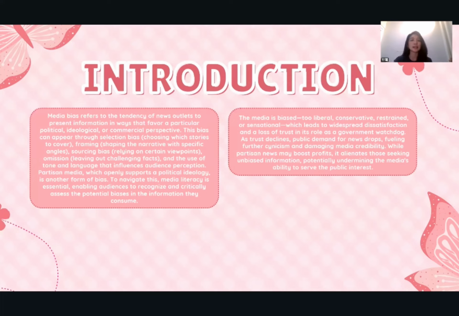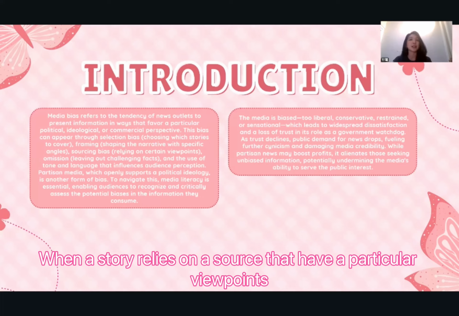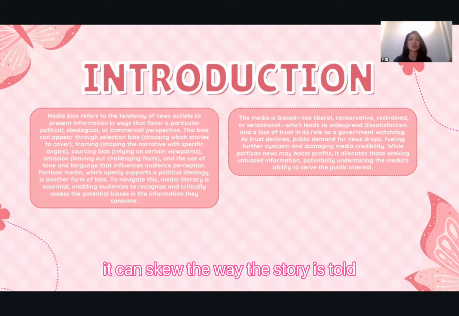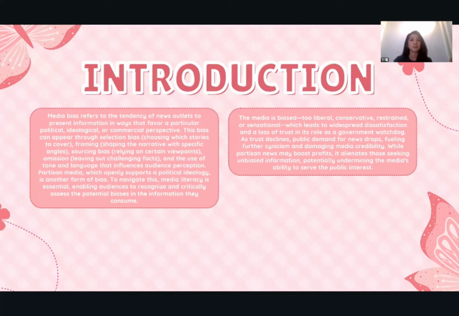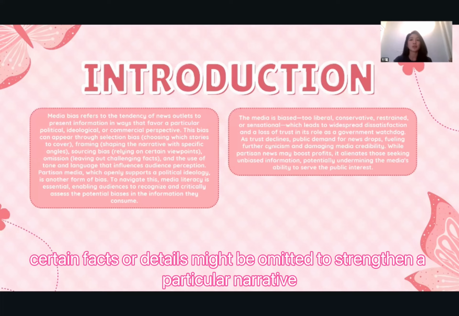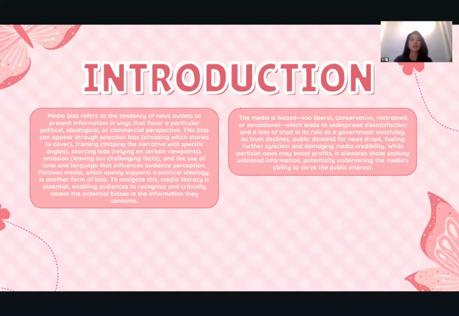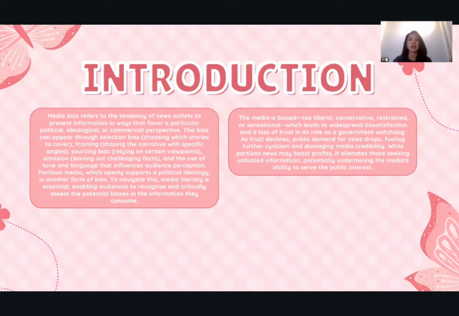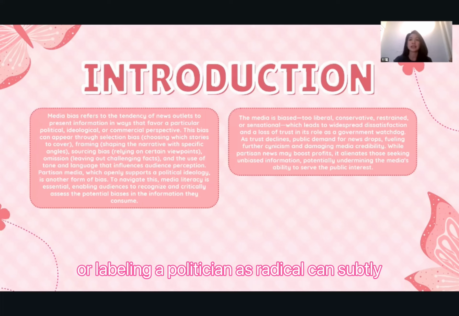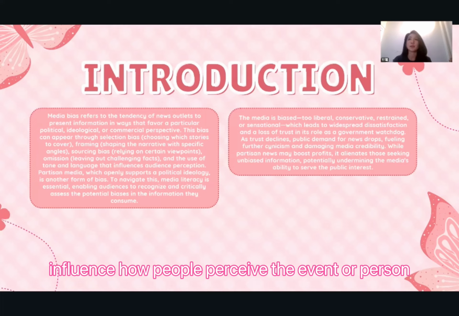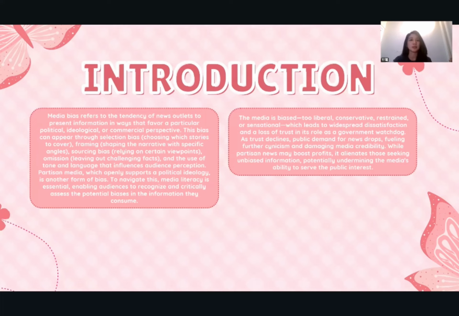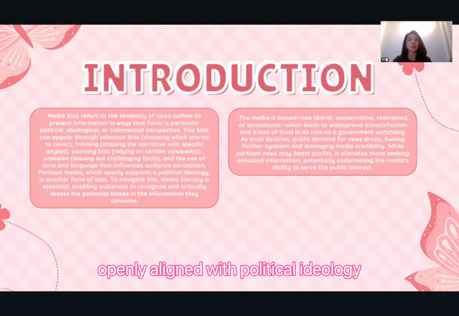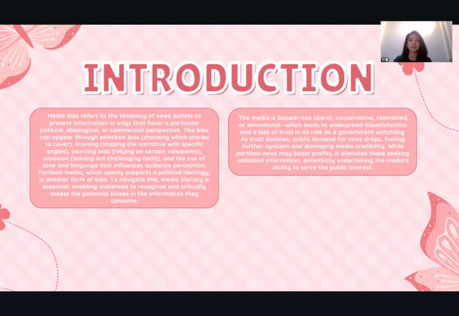Third, sourcing bias. When a story relies on a source that has a particular viewpoint, it can skew the way the story is told. Fourth, omission. Certain facts or details might be omitted to strengthen a particular narrative. Fifth, tone and language, where the words used in news stories can carry connotations, like describing a protest as a riot or labeling a politician as radical, which can subtly influence how people perceive the event or person. Lastly, partisan media, where some outlets are openly aligned with a political ideology, which can affect the stories they cover and how they report them.